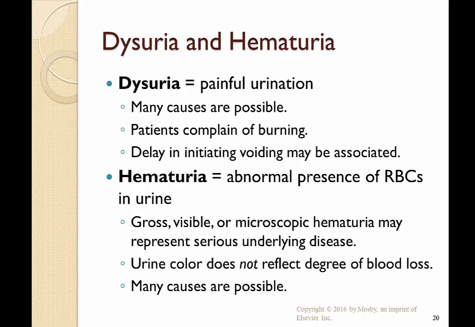You can have dysuria, which is painful urination. There are many causes to dysuria. Generally, the patient complains of burning when they have to urinate, and they might delay in initiating voiding because of this painful urination. Hematuria is when you pass red blood cells in your urine. Sometimes you can see them in your urine. Sometimes they'll be microscopic and only seen when we strip some urine. Urine color does not reflect the degree of blood loss, and there are possibly many causes to blood loss in the urine.